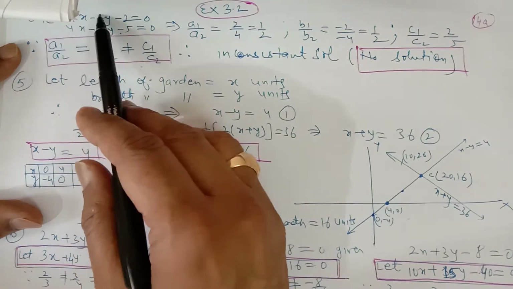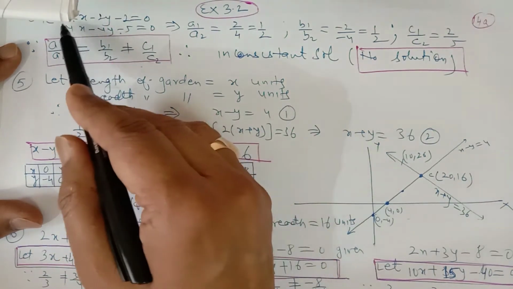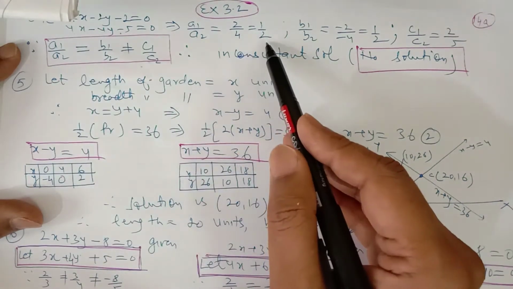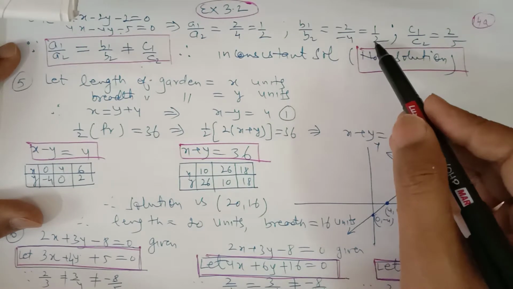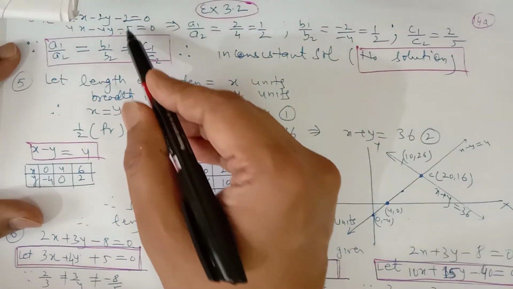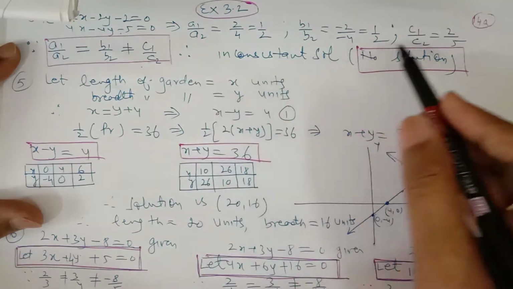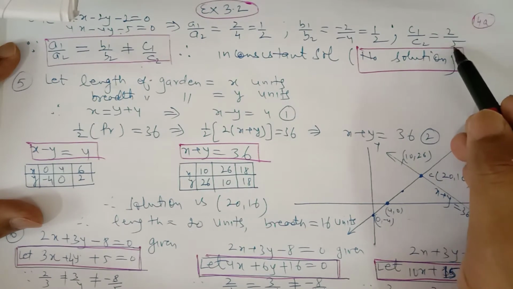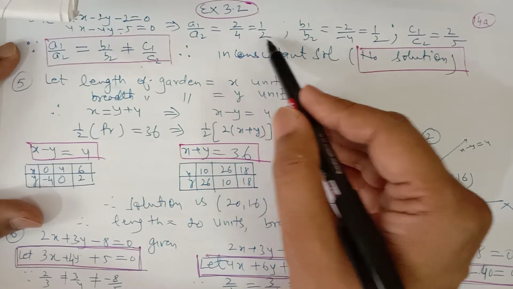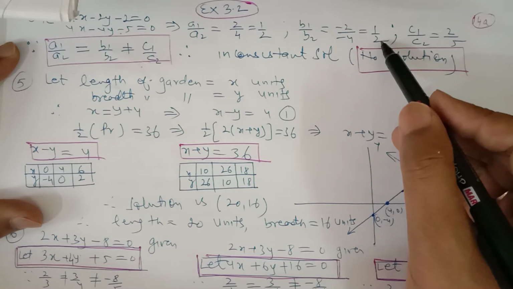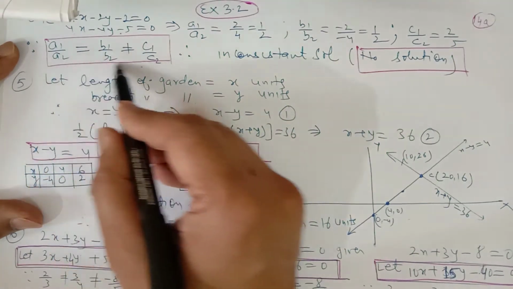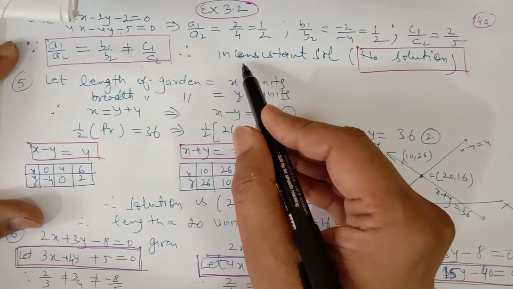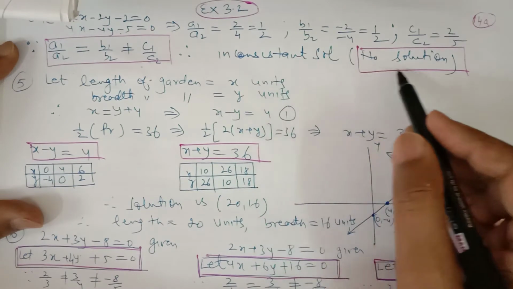So a1, a2, b1, b2, c1, c2, you find the ratio a1 upon a2, which is coming out to be 1 upon 2, b1 upon b2, which is minus 2 upon minus 4, equal to 1 upon 2, and c1 upon c2 is minus 2 upon minus 5, which is equal to 2 upon 5. Now because a1 upon a2 is equal to b1 upon b2, but not equal to c1 upon c2, therefore this equation has an inconsistent solution or no solution.